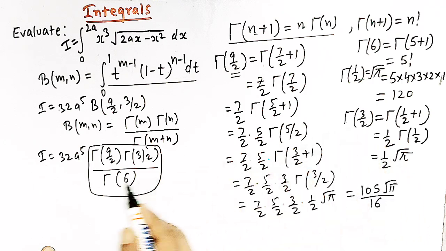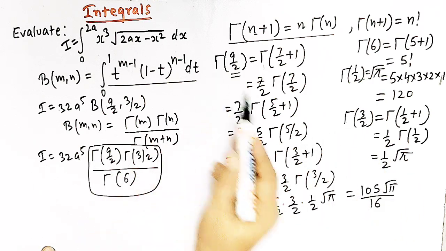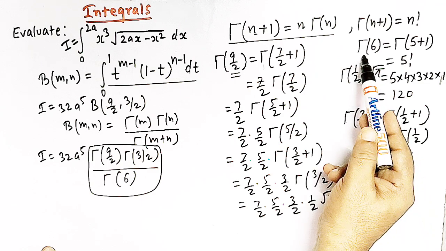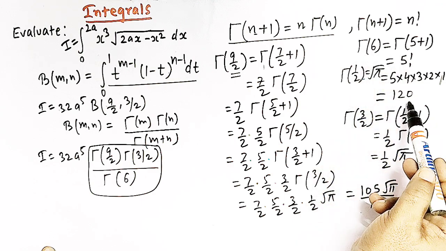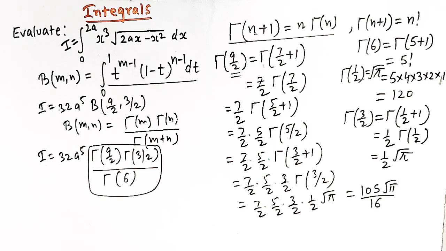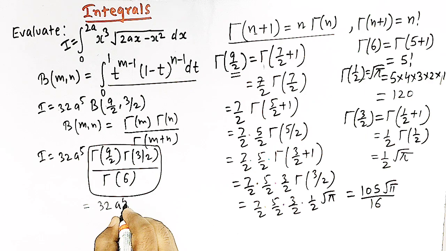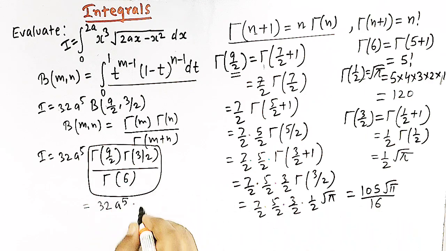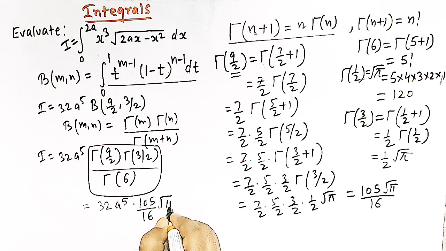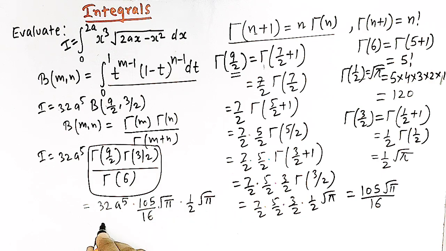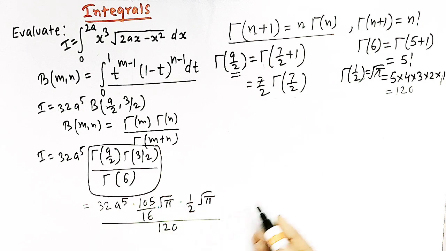So now let us substitute the values of gamma 9 over 2, gamma 3 over 2 and gamma 6 as 120 in this expression. So now we can write here 32 a raised to 5, and here we have 105 over 16 times square root of pi, and here we have half times square root of pi divided by gamma 6, that is 120. So now we can simplify this expression.